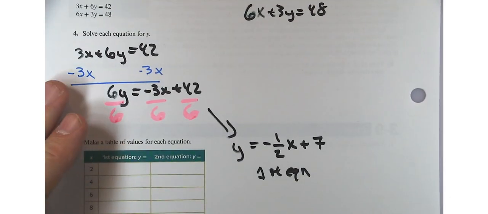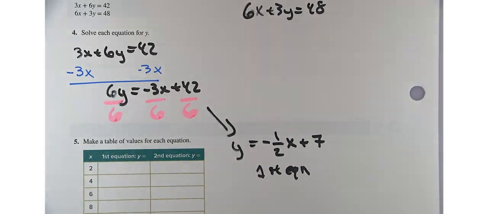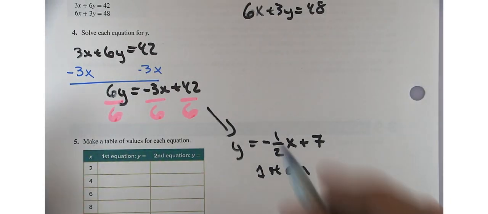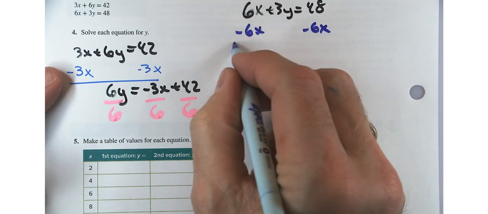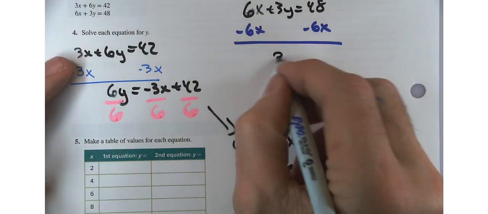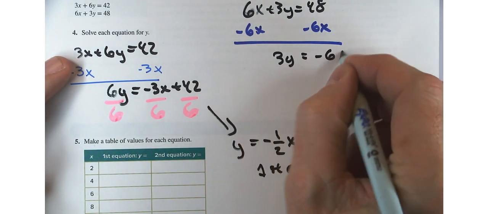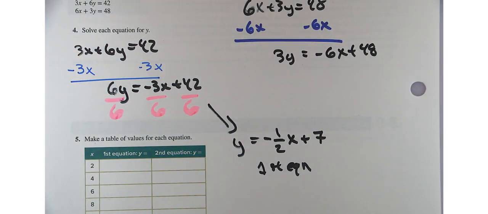All right. So first things first, what should I do? Yeah. Subtract 6x. You can also think of it as adding negative 6x to both sides, but subtracting 6x is kind of the way I think of it. So thank you. So that's going to leave me with 3y equals negative 6x plus 48. Almost done. What's my last step?